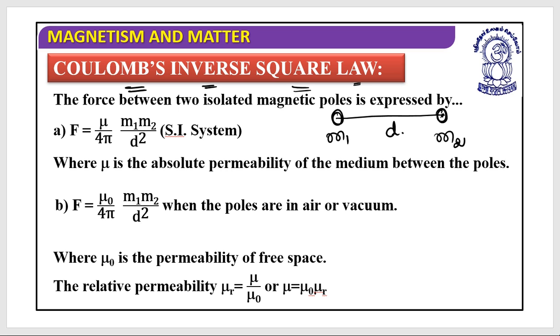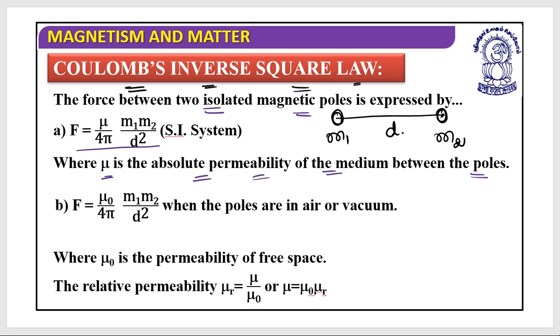So the force between two isolated magnetic poles can be represented as F is equal to mu by 4 pi multiplied by m1 into m2 divided by d square. It is the same system, just like k q1 q2 by r square. Here mu is the absolute permeability of the medium between the poles.